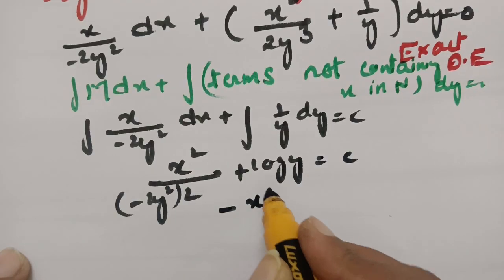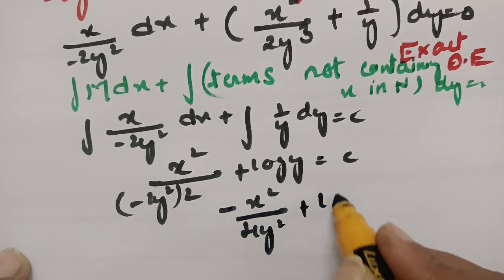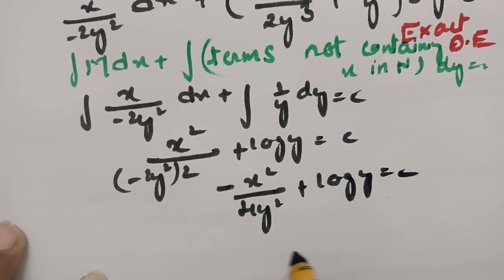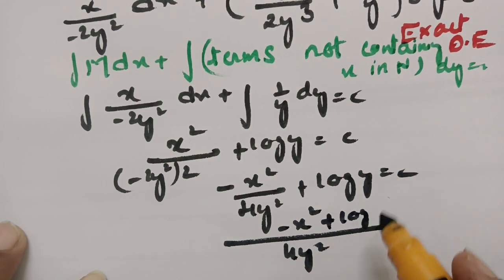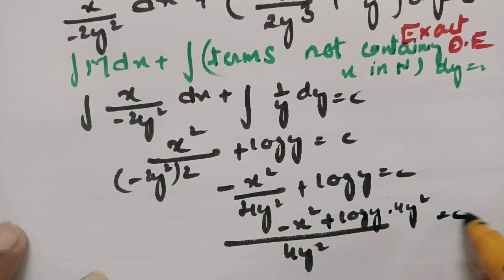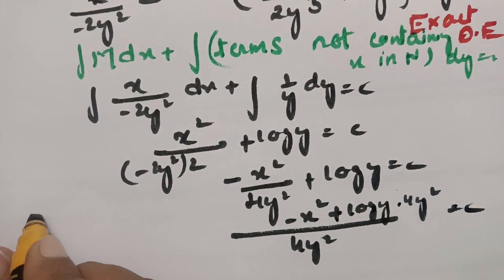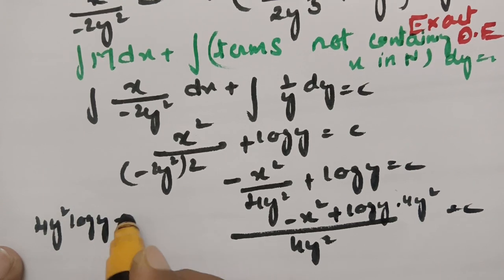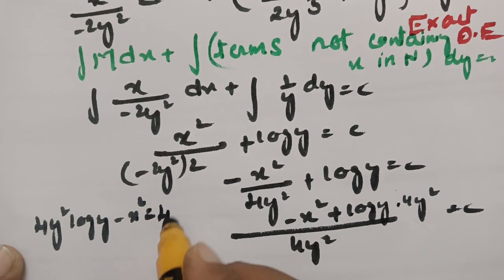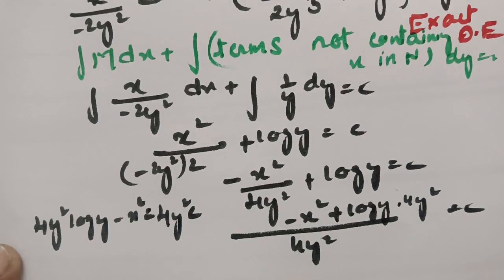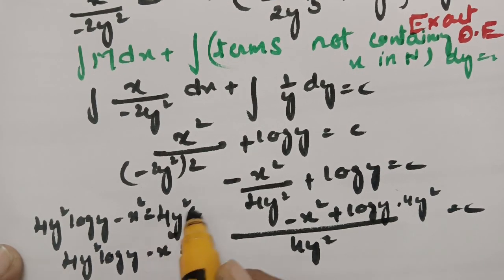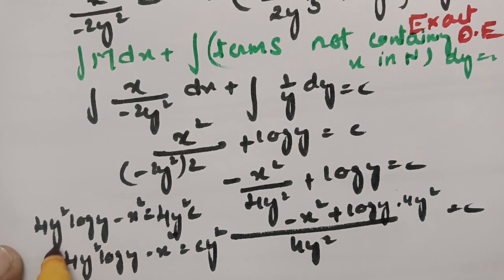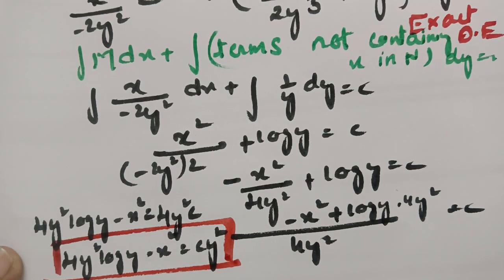So this can be written as minus x square by 4y square plus log y is equal to c. If I take 4y square common, this will be minus x square plus 4y square log y by 4y square is equal to c. So if I write it properly, this will be 4y square log y minus x square is equal to 4y square c. Again, if you observe, 4c is again a constant, so c into y square. So this is our final answer, and this is how we have to solve, and hope you guys understand.